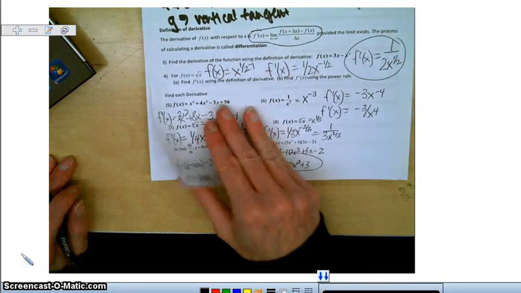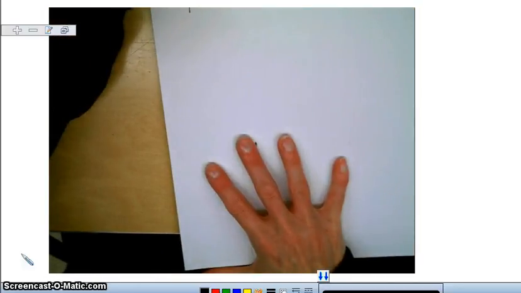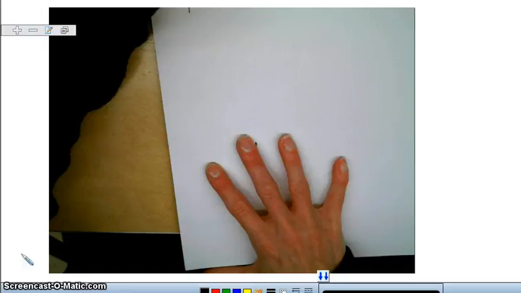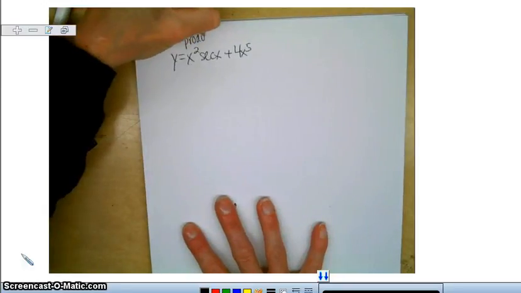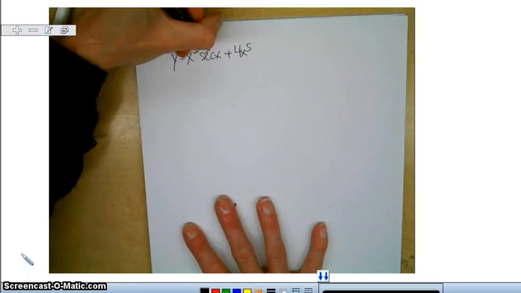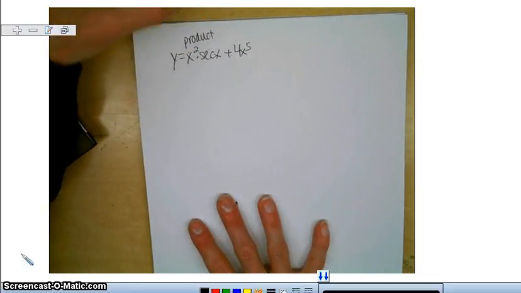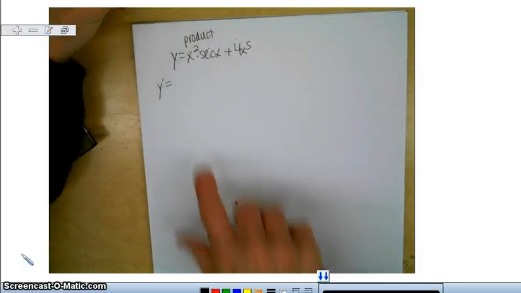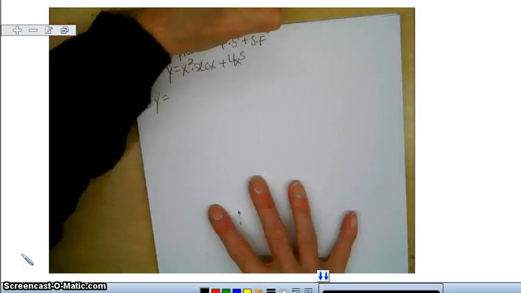All right, so now let's move to the other side. And the other side, we've got y equals x squared secant x plus 4x to the 5th. So for this derivative, I want to use the product rule on this part, because there is an x squared and a secant x. They're being multiplied, both have an x, and here I'm going to use the power rule. So y prime, the product rule, remember, is first times the derivative of the second plus second times the derivative of the first.